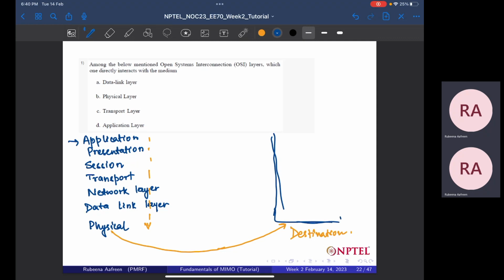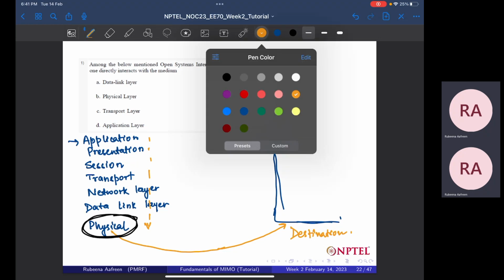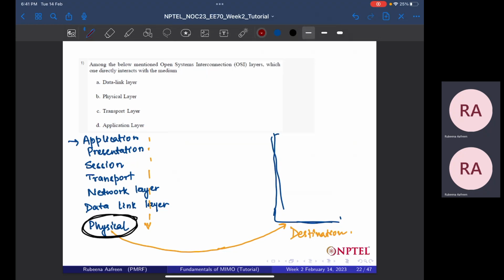So now we see the question again. It is saying, among the below mentioned OSI layers, which one directly interacts with the medium? As we can see from here, the layer that directly interacts with the medium is the physical layer. So here our answer would be physical layer.